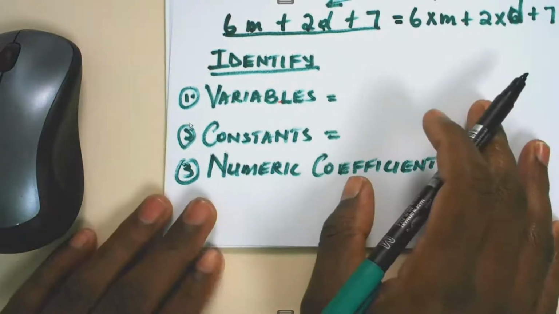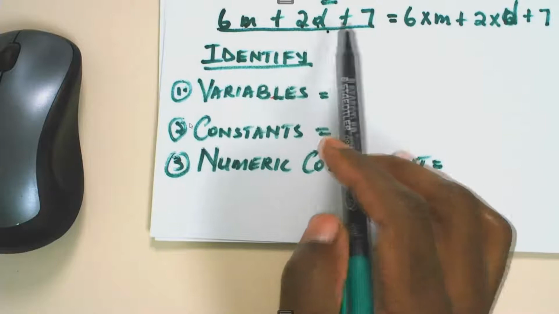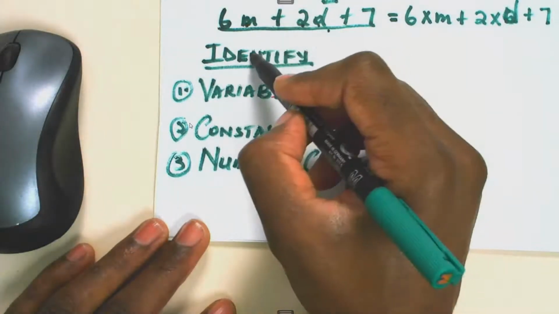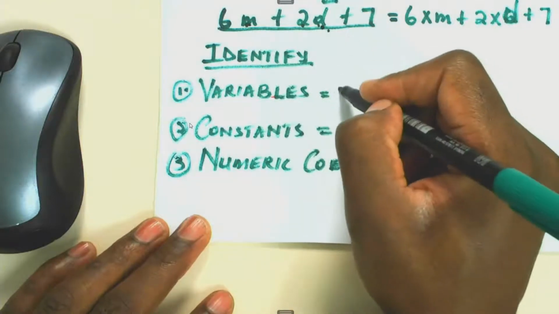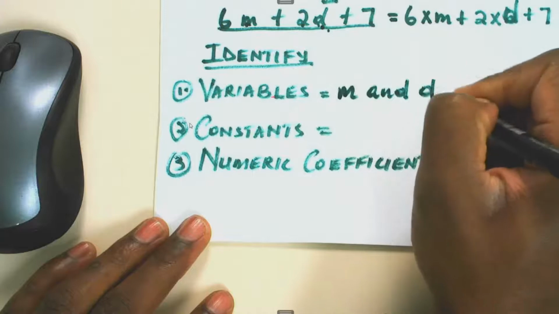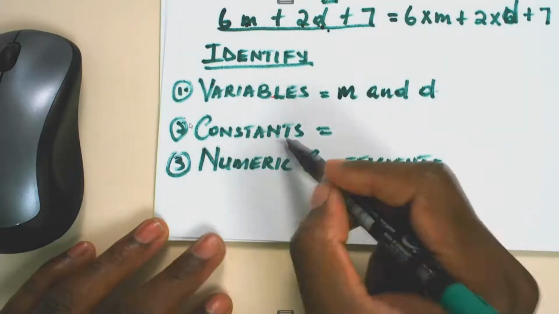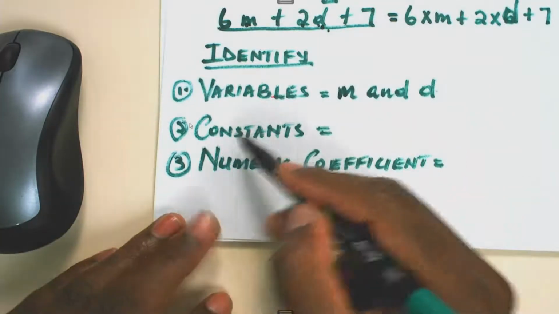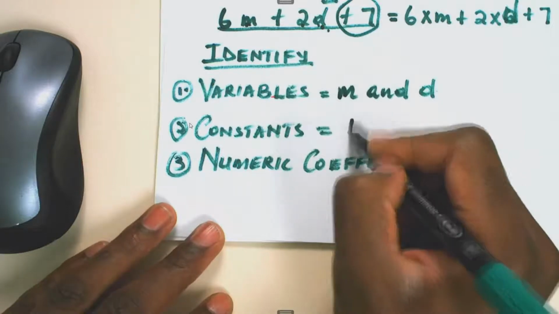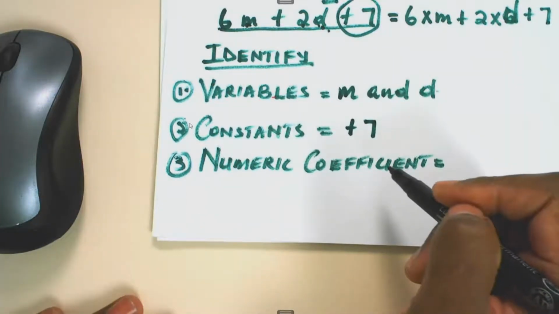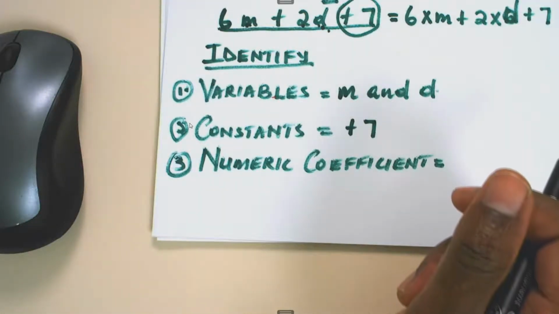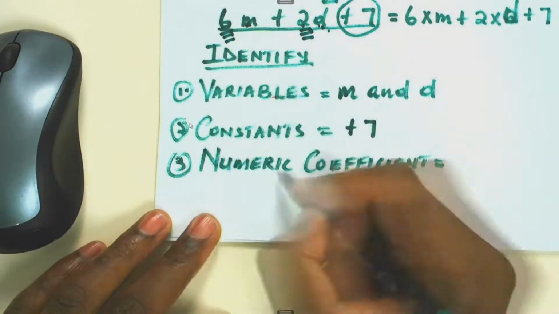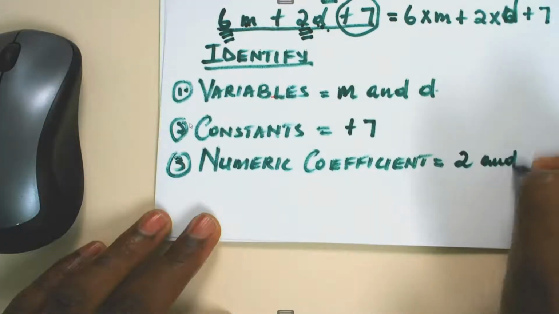Right. We've got 6m plus 2d plus 7. What are the variables? All the alphabets in the expression. In this case, we have m and d. So our variables will be m and d. Constant. Remember, we said it's a number that is standing on its own, does not have a variable next to it. So in this case, our constant will be what? Plus 7. And then our numeric coefficient, remember a numeric coefficient is a number next to a variable. In this case, the numbers next to the variables are 2 and 6. So our numeric coefficients are going to be 2 and 6.